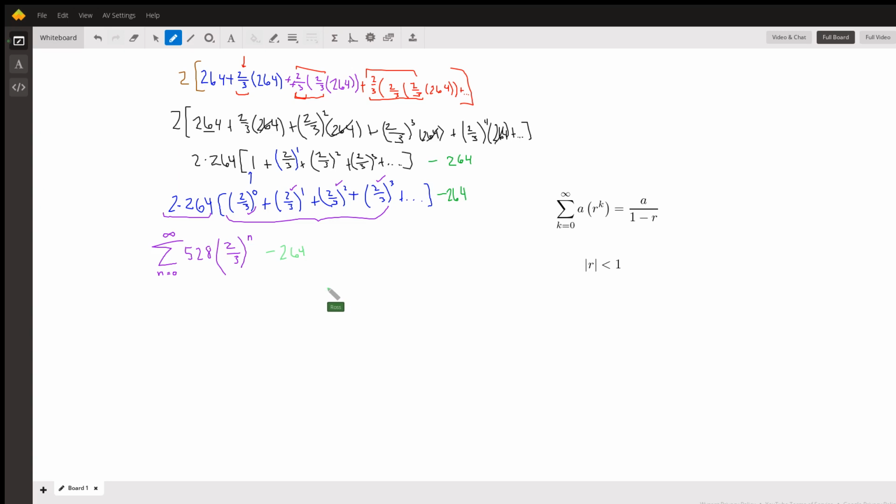So this expression takes care of the whole situation. If you could evaluate this, you would have the answer. You would have the total distance that the ball travels. The tricky part is, how do you figure out what this first part is equal to? I know I need to subtract 264, but from what? What number is this series equal to? Well, this is where the magic happens.